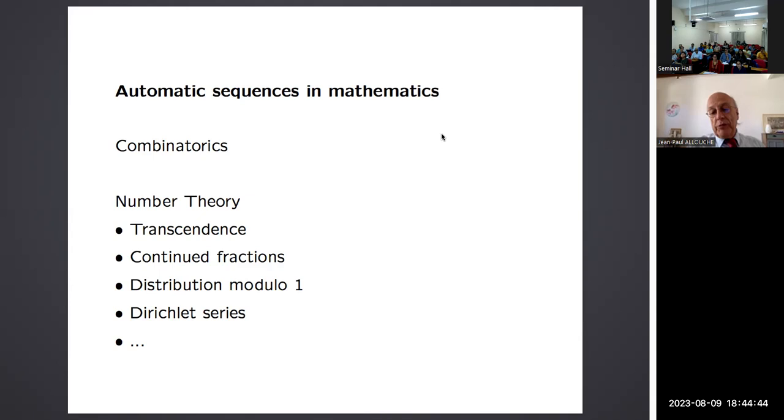I mentioned combinatorics, like combinatorics on words, for example. I mentioned transcendence in number theory. There's a question of continued fractions. If you are in the usual framework of real numbers, and you expand a real number as a continued fraction, you get something which is periodic or ultimately periodic if and only if the number you started from is quadratic.